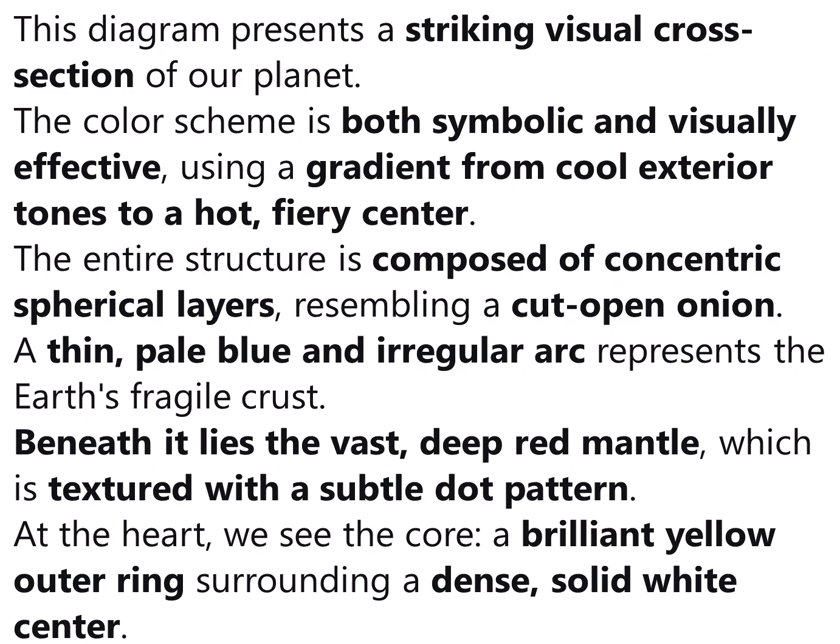After each sentence, repeat exactly what I say. This diagram presents a striking visual cross-section of our planet. The color scheme is both symbolic and visually effective, using a gradient from cool exterior tones to a hot, fiery center. The entire structure is composed of concentric spherical layers, resembling a cut-open onion.